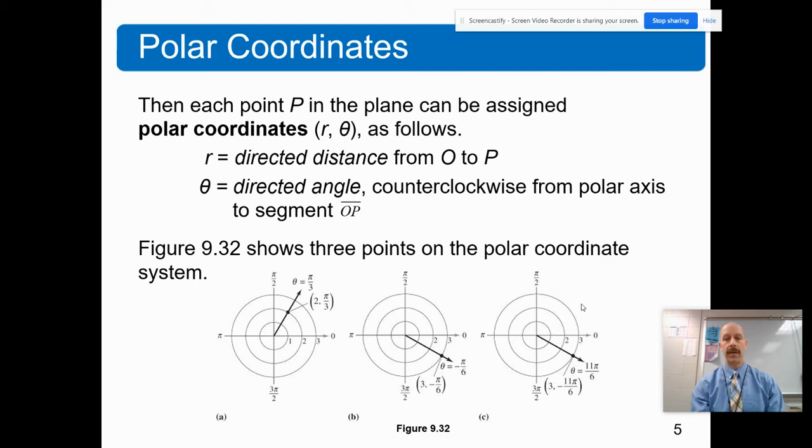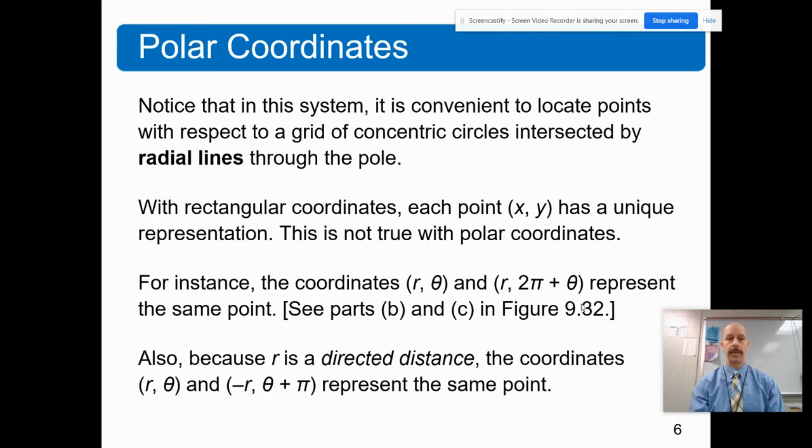So if we look down here at the bottom, we see three examples. Looking at the first example, we can see that the point (2, pi over 3) means the distance from the origin to the point is 2, and then the measure of the angle is pi over 3. Notice that in this system, it's convenient to locate points with respect to a grid of concentric circles intersected by the radial lines through the pole.